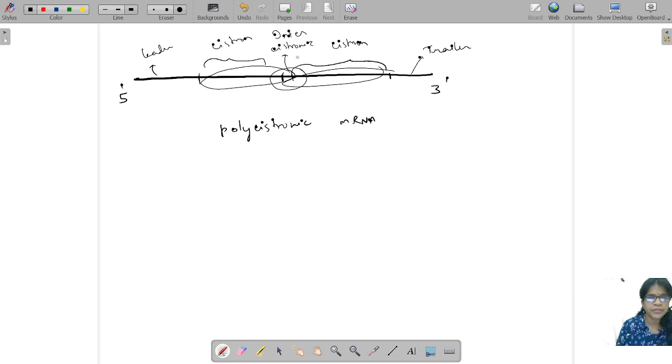Okay, this is called the intercistronic region, and that obviously won't get translated. So this part, the leader part, won't get translated, and the trailer part won't get translated. Only the cistronic part, as mRNA in prokaryotes has many cistrons in it that code for many polypeptides, right? So it is called polycistronic mRNA.